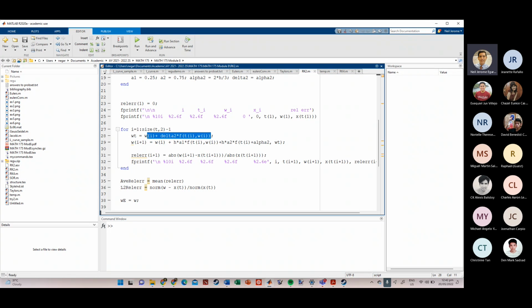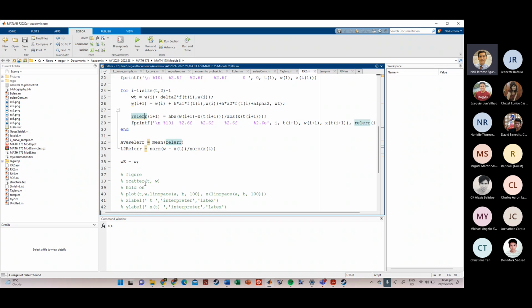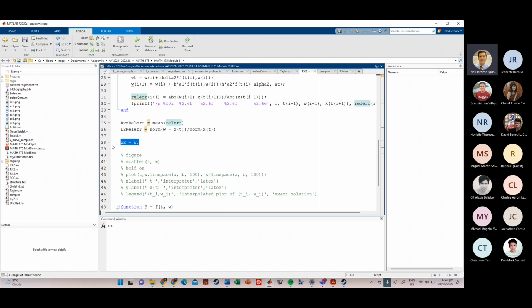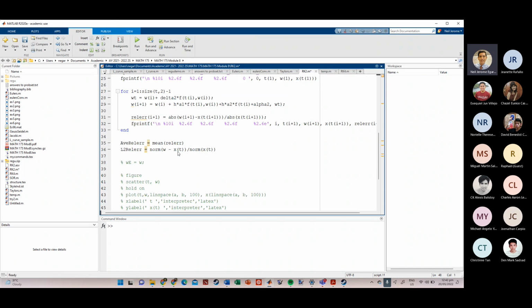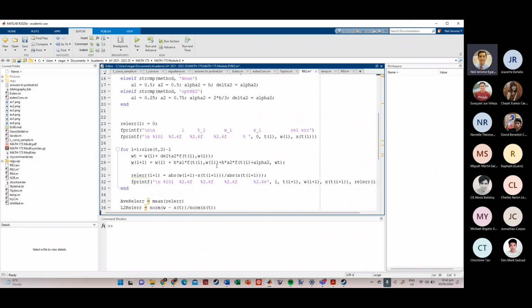Tapos yun na yun. Yun na yung RK2 methods. Ano? Then, pinakompute ko lang yung relative error and then the average errors. Never mind this line. Ginamit ko lang siya kagabi na naglalaro ako. Alright. Tapos yung function sa ilalim. It's nice to put your function f as a standalone function or as a function at the end of the script para pag papalitan ko yung function f, hindi na ako magta-type dito sa line 29 or whenever I need a function evaluation.